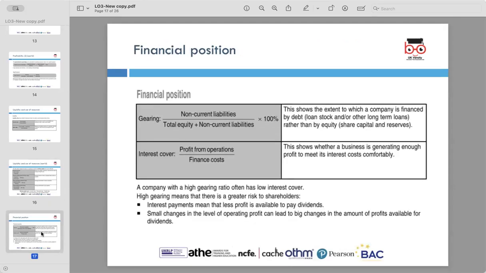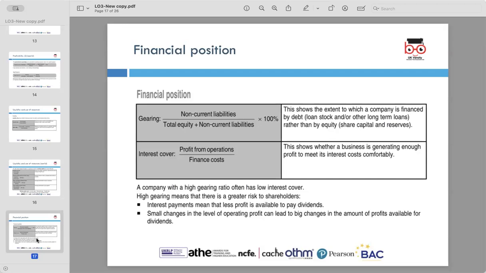Okay, financial position and financial structure ratios assess how a company is financed and its ability to generate profits relative to its financial obligations. These ratios provide insight into a company's financial leverage and profitability, important for investors, creditors, and managements.